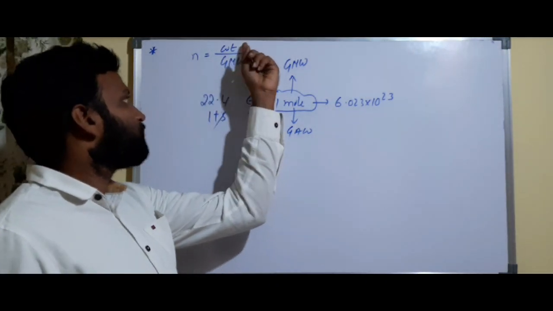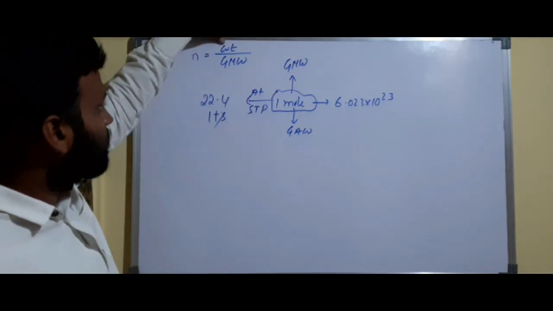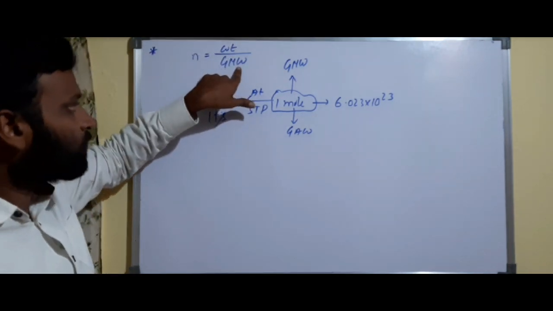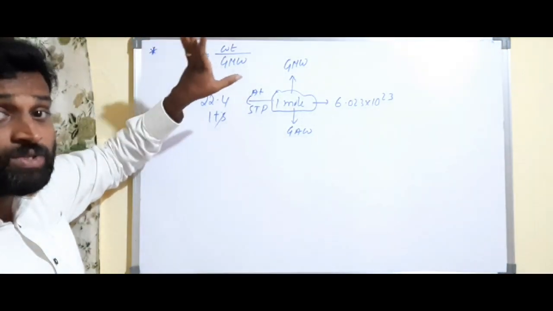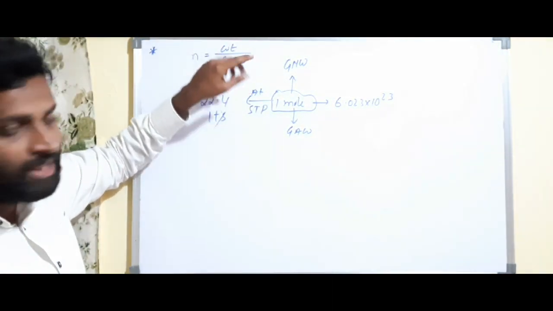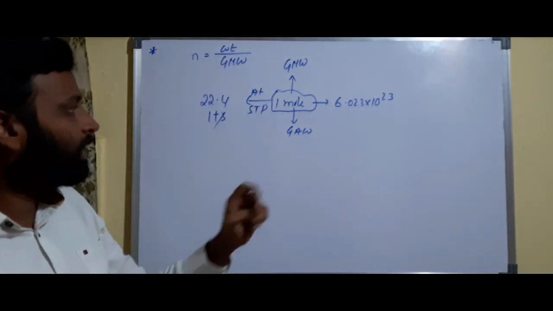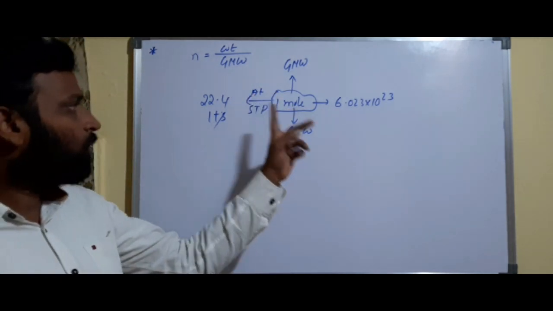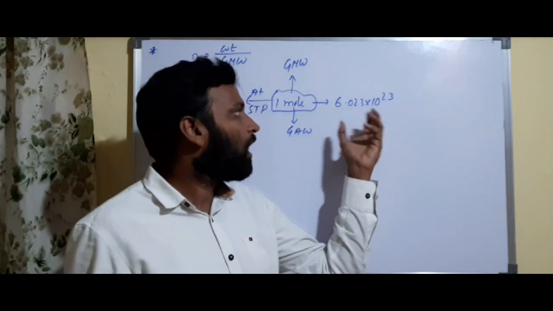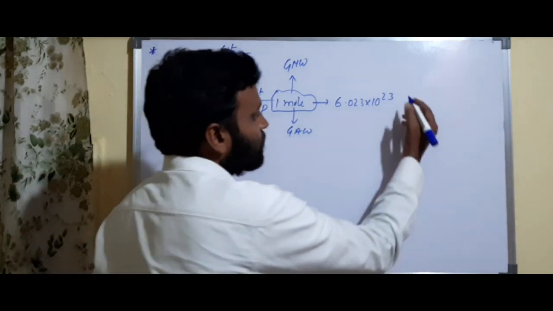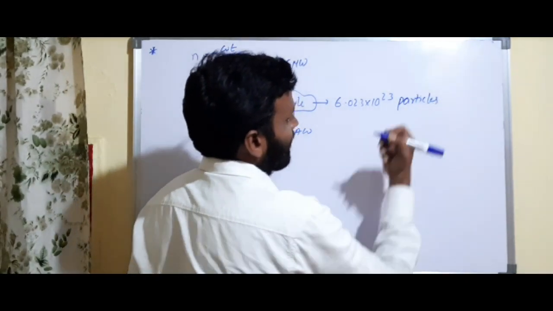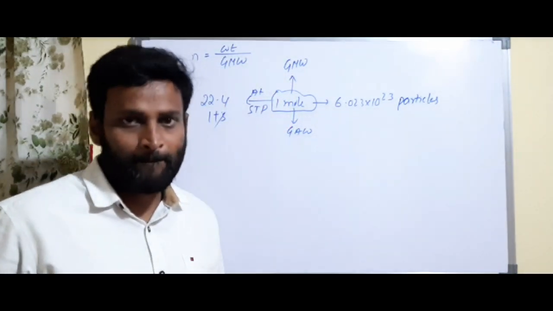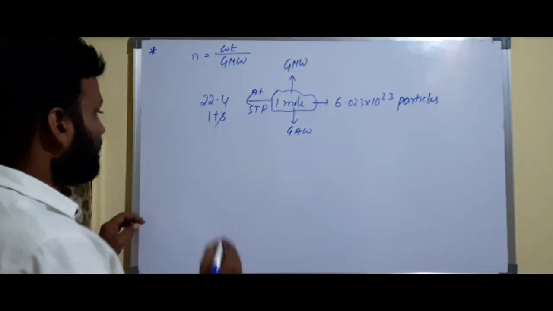Number of moles means weight by gram molecular weight. The weight they will provide, the gram molecular weight we have to calculate, or sometimes the weight we have to calculate. One mole of any substance has a weight equal to its gram molecular weight or gram atomic weight. One mole of any substance has 6.023 into 10 power 23 particles. We call this the Avogadro number. Okay, so it's very clear.